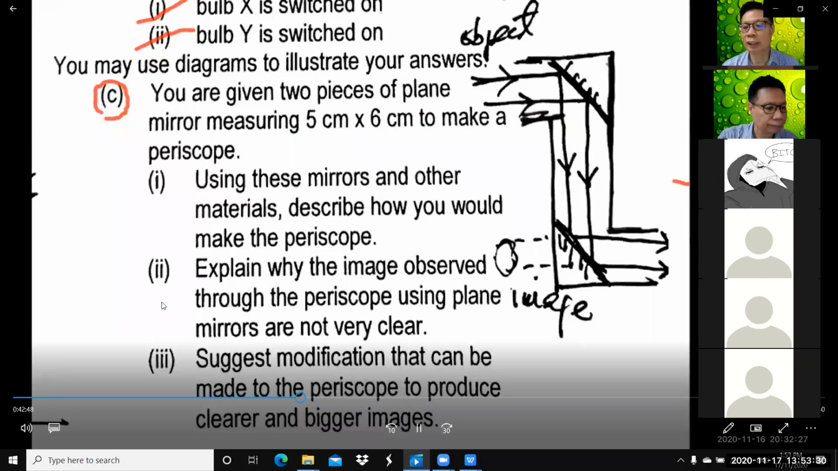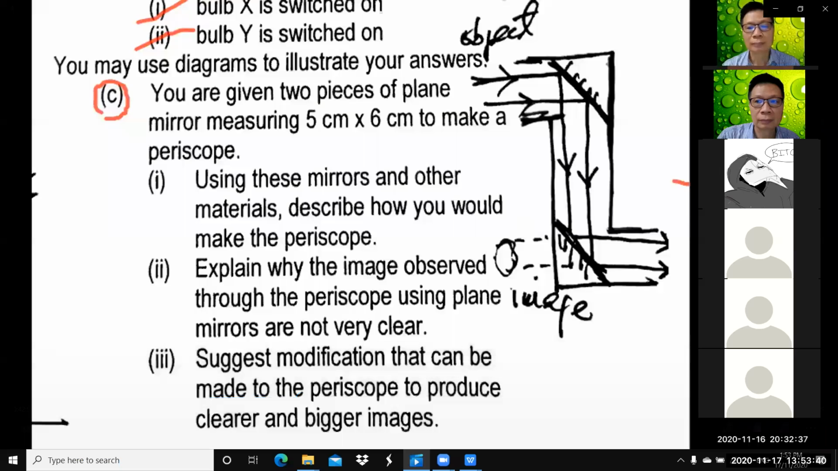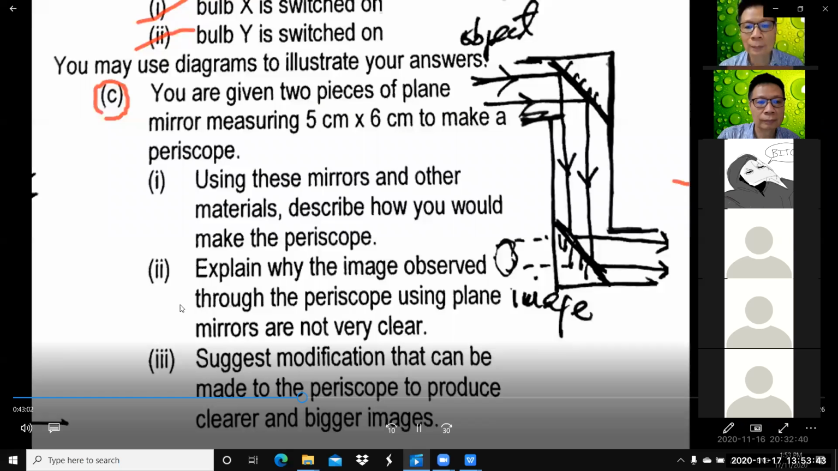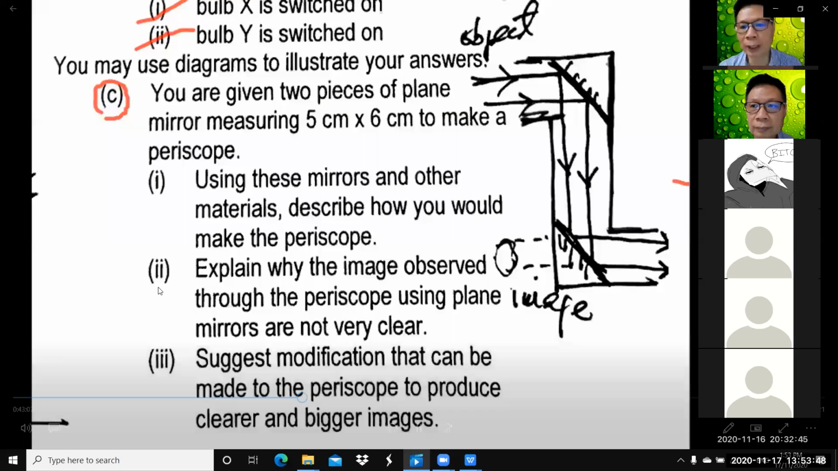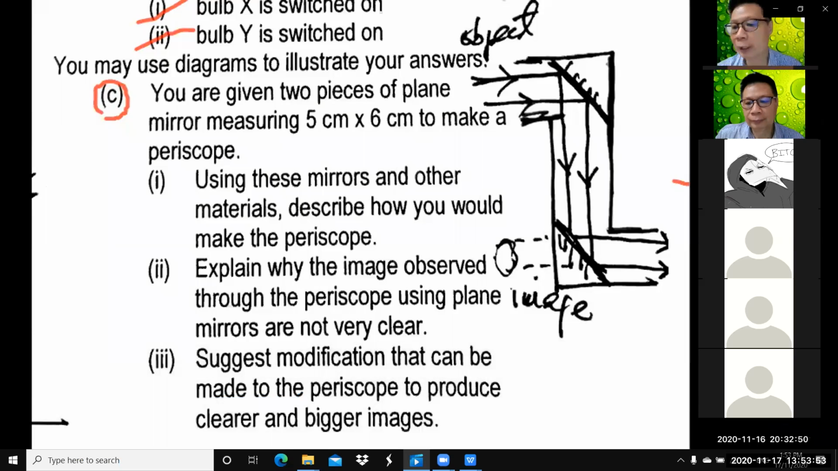Finish or not? Shall we answer the question now? Part 1 is describe how you would make the periscope. You just explain how you make it now. Ready or not, everyone? Okay, we start answering part 1. Part 1, we just explain how to make only. So you say like this.